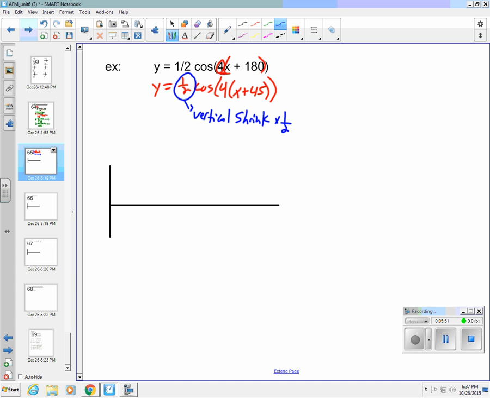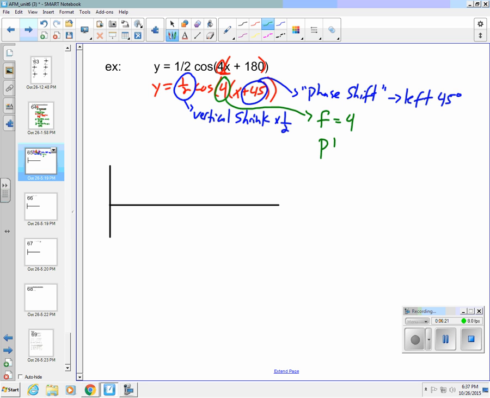If I factor 1/2, inside here we have a plus 45, which means we have what's called a phase shift, a horizontal shift, and that's going to move left 45 degrees. All right, and then our new piece right here is that we have a frequency of 4, which means the period for this function, we take 360 and divide it by 4, so our period is going to be 90.